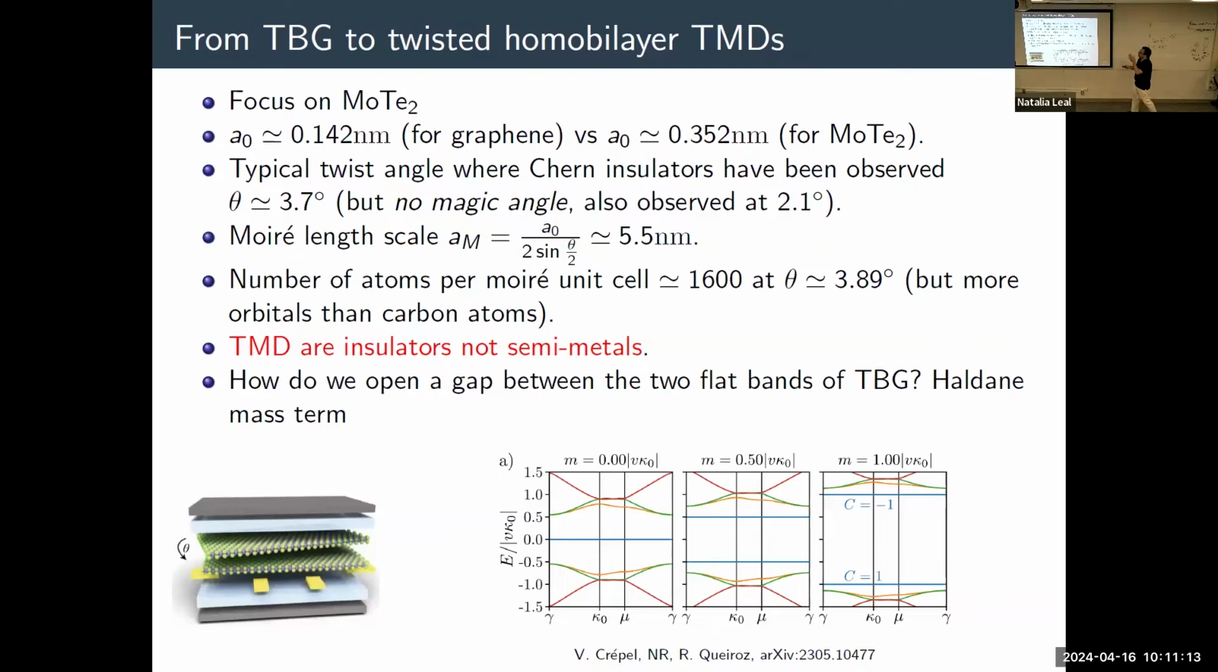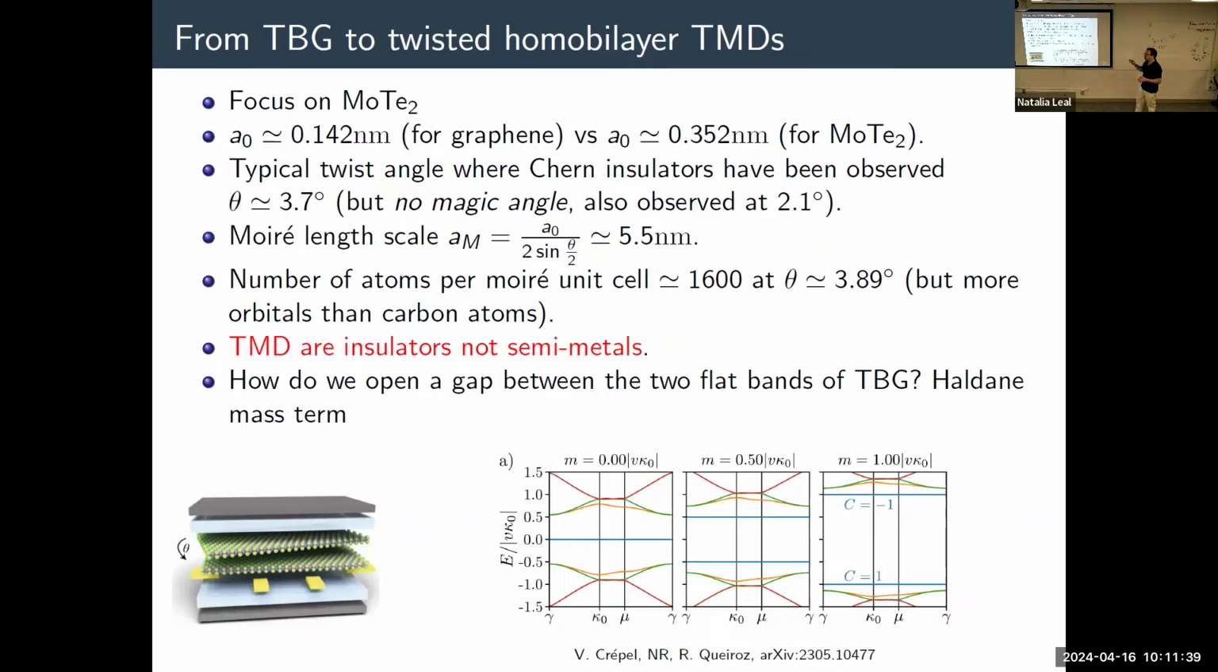So actually, you can relate twist homobilayer TMDs to TBG. Of course, they don't have the same distance between specific atoms. The twist angle will be the analog of the ideal magic angle, but it is different. It's 3.7 degrees, where you have a flatness.